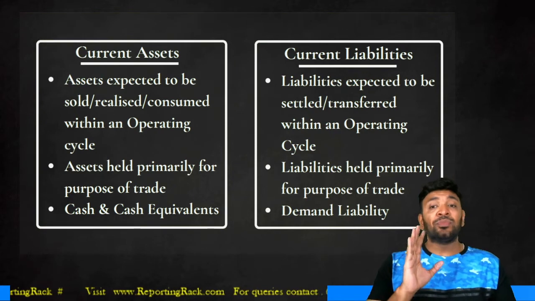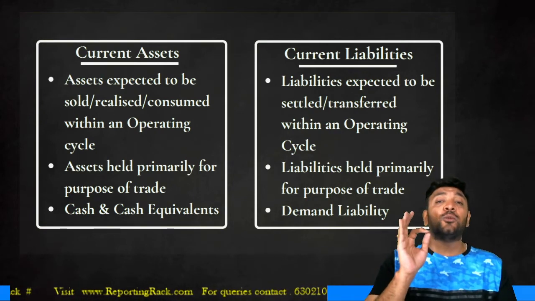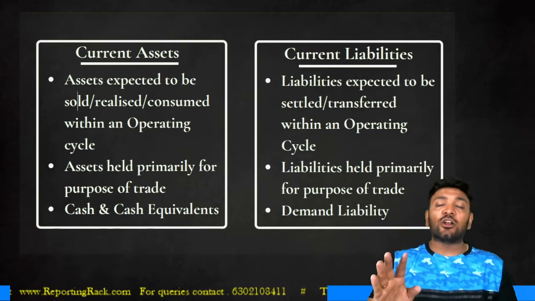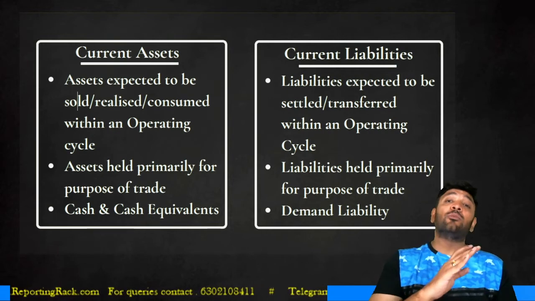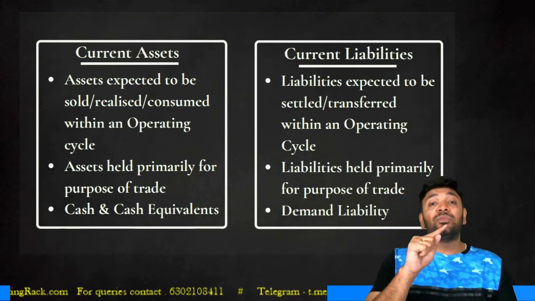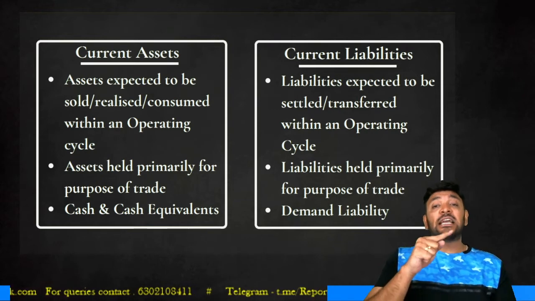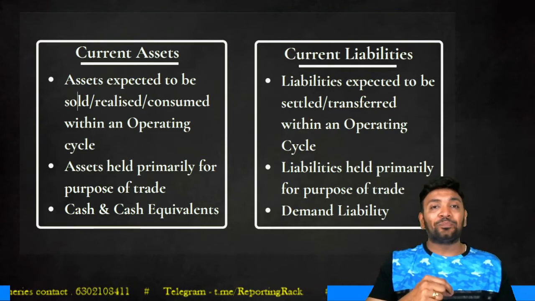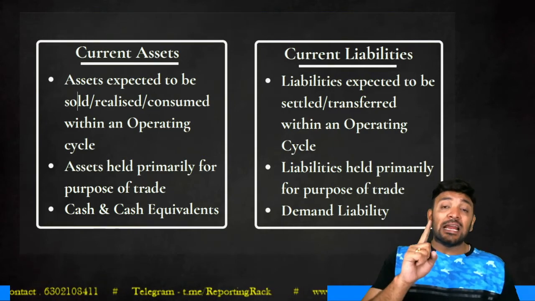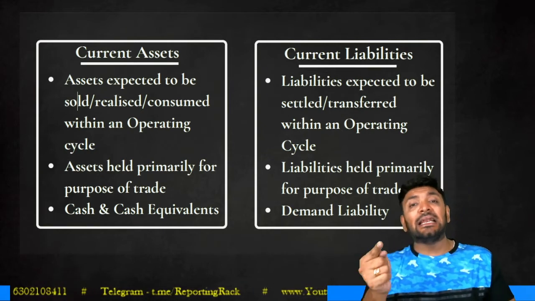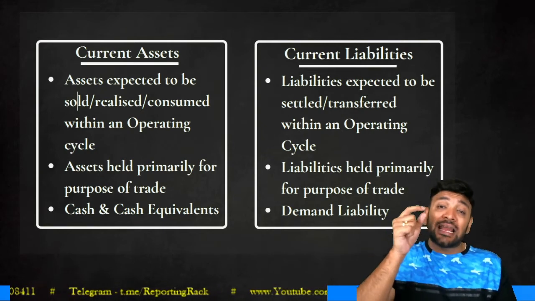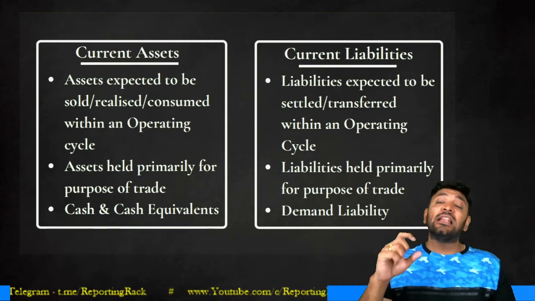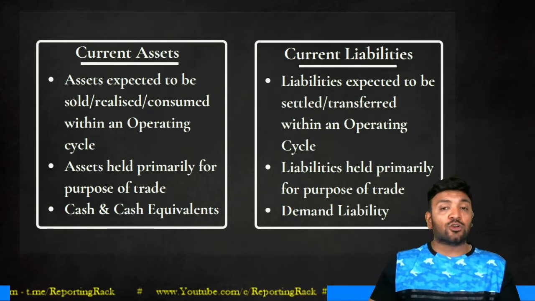Similarly, current liabilities are expected to be transferred or settled within an operating cycle. Term loans are not expected to be settled within an operating cycle because a term loan is for a period of 7 years. But the installment of the term loan, which is expected to fall due in the next 12 months, can be classified as current liability. It's a 7-year loan. At the end of the first year, in the second year there is some payment which I have to do. Therefore, to the extent of the amount falling due in the next year, I can classify that as a current liability, while the remaining part of the term loan will be classified as non-current liability.